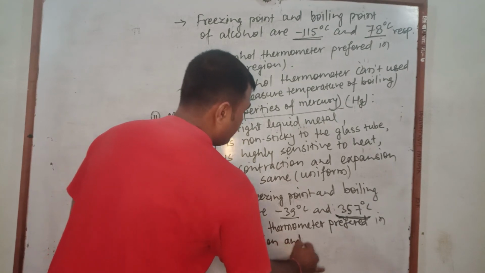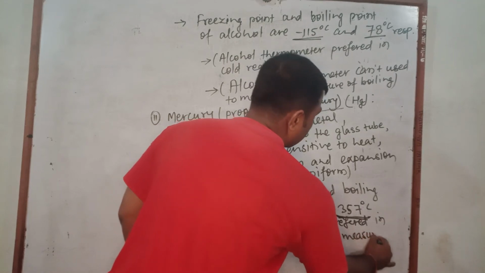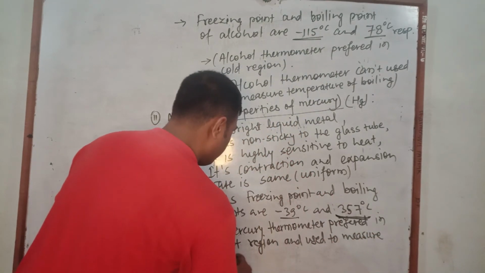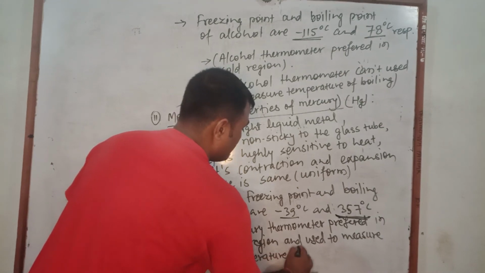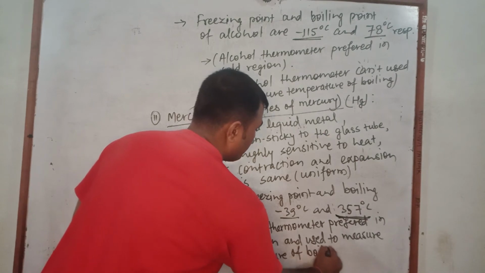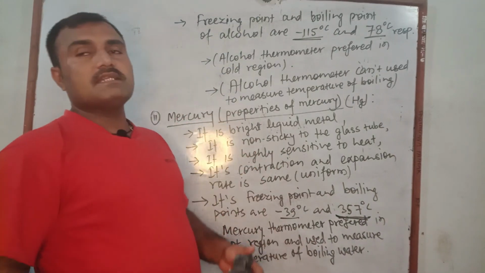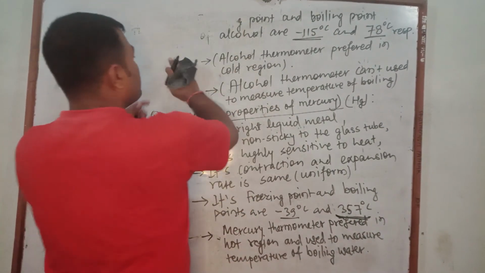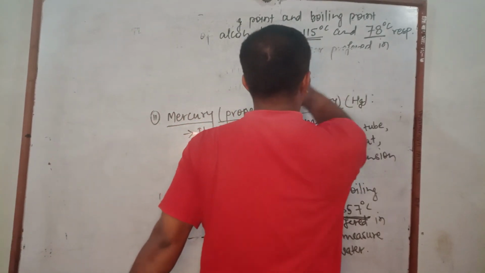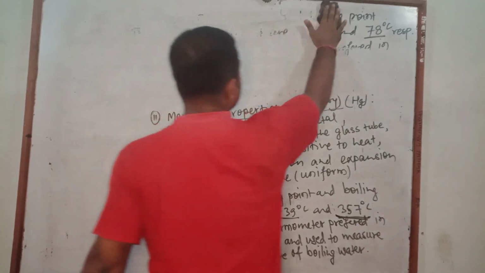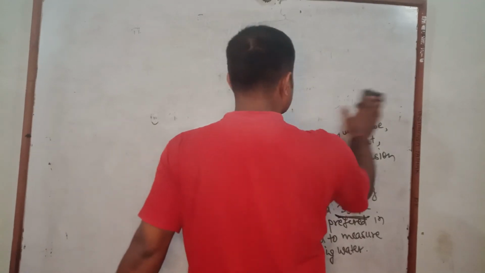and used to measure temperature of boiling water. Listen, due to that reason, our mercury thermometer is used to measure temperature of boiling water. Why? Because the boiling point of mercury is high, 357 degrees Celsius, and therefore it is used for it.